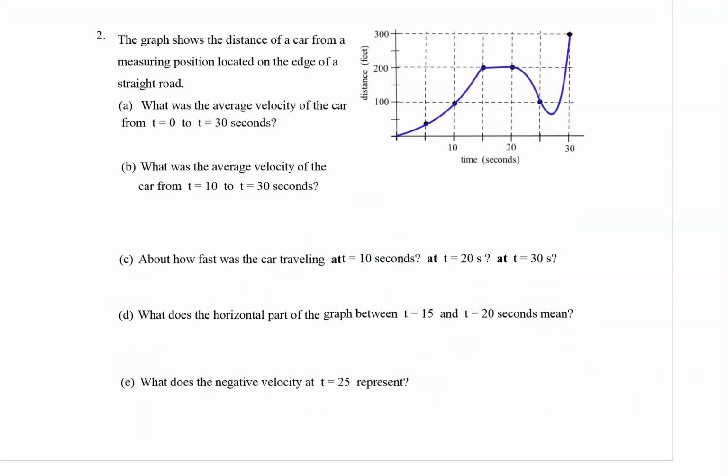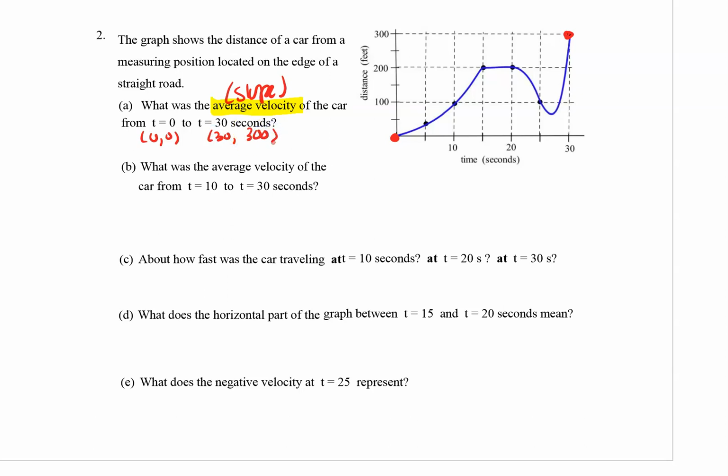It says the graph shows the distance of a car from a measuring position located on the edge of a straight road. What was the average velocity of the car from t equals 0 to t equals 30 seconds? So if we're looking for average velocity, you just want to think slope. So we want to look at t equals 0, and that would be the point (0, 0), 0 for my seconds, 0 for my distance. And we want to look at 30, and that would be at 30 seconds, 300 feet.